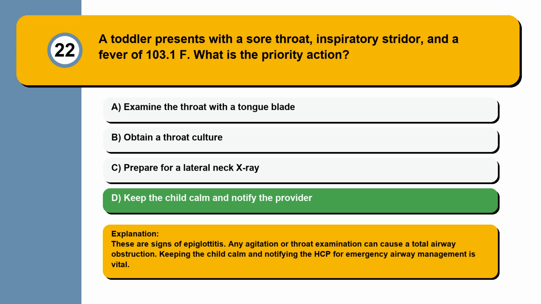These are signs of epiglottitis. Any agitation or throat examination can cause a total airway obstruction. Keeping the child calm and notifying the HCP for emergency airway management is vital.